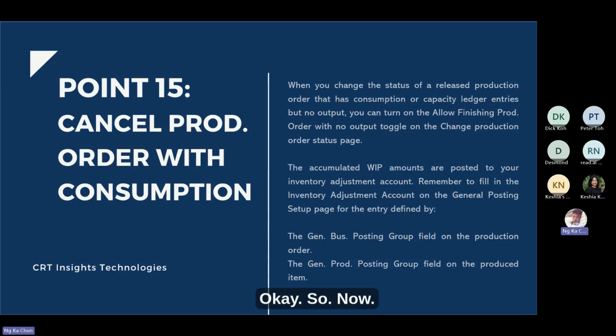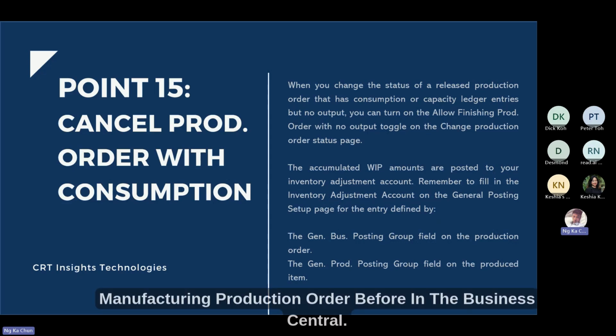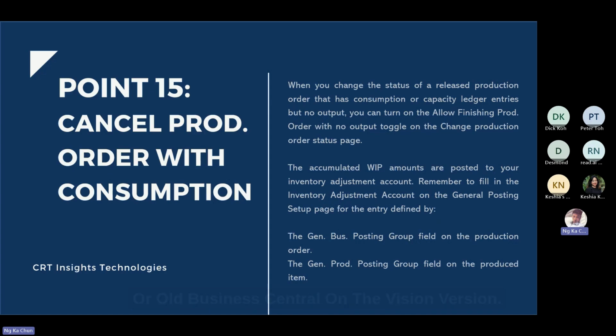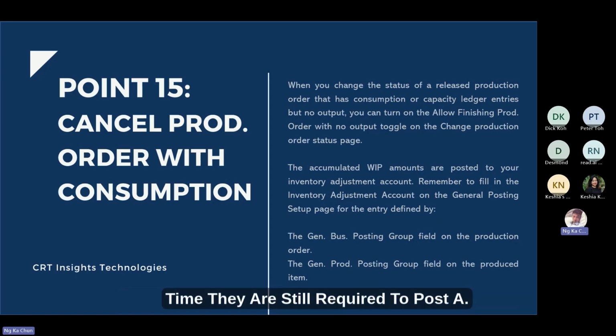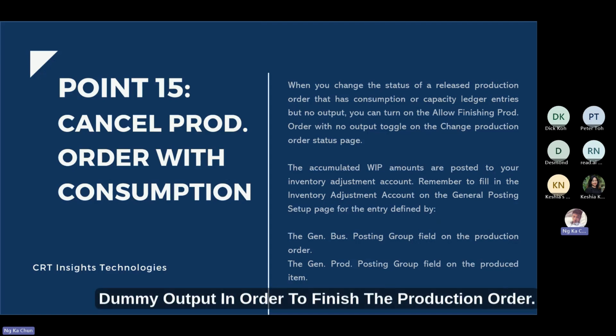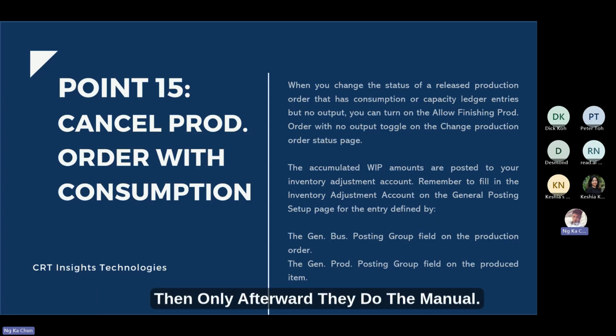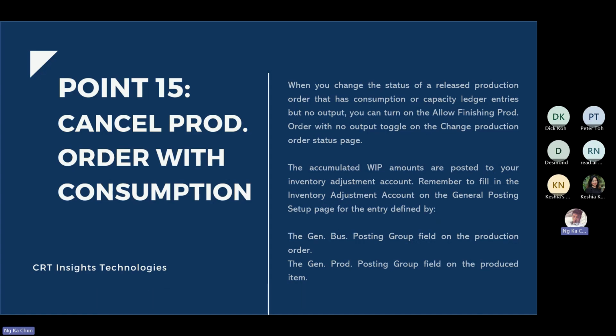So now, next point 15, we will move to the production side. If you used to use the manufacturing production order before in Business Central or the old Navision version, you will notice that one of the issues the user faces is if the production order has posted consumption but no output due to some reason. Back in the old days, they were still required to post a dummy output in order to finish the production order. Only afterward could they do the manual journal adjustment to adjust out the stock, the inventory.